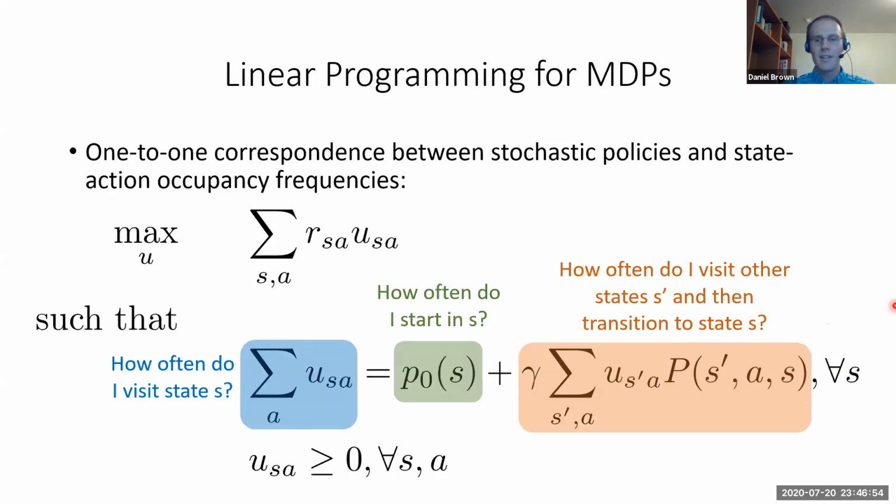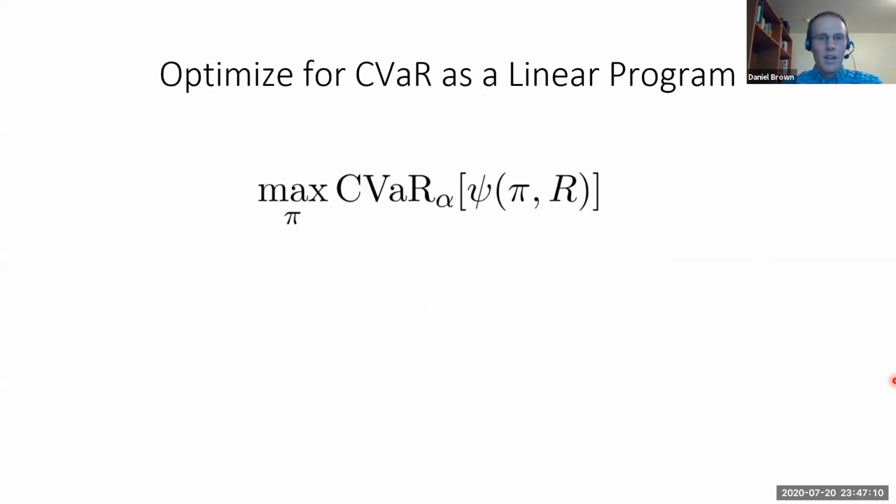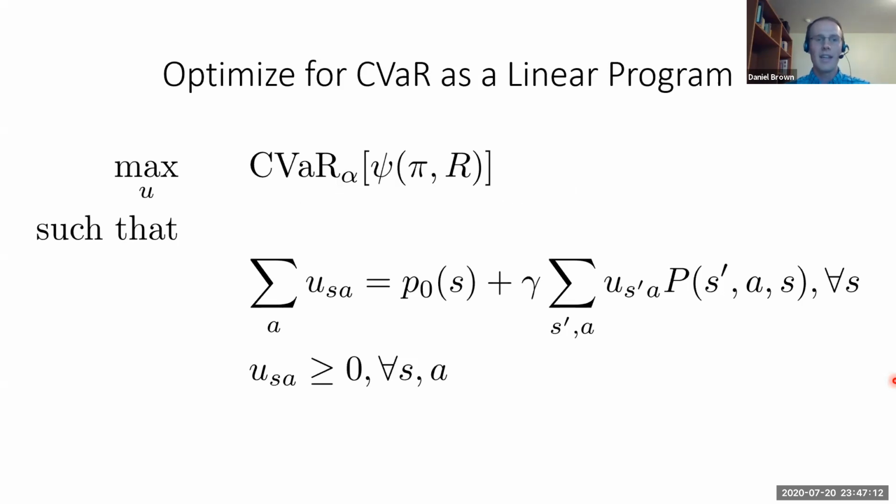And so this is often called the Bellman flow constraints, which essentially says that I look at how often do I visit state S, and that's going to be equal to how often I start in state S and how often I visit another state and then transition to state S. So we can take that and we can just formulate this where we replace maximizing the expected return with maximizing the conditional value at risk. And this creates a linear program, which can be solved in polynomial time to find the policy that maximizes our conditional value at risk.